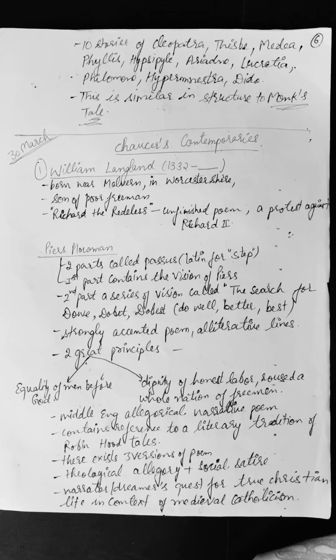So my today's lecture is about Chaucer's contemporaries. Today we will discuss William Langland. This is a very basic lecture. Today we will discuss only two or three writers who were contemporaries of Chaucer. Very easy, very basic points I am giving you. Just remember these points. There is no need to go anywhere else.